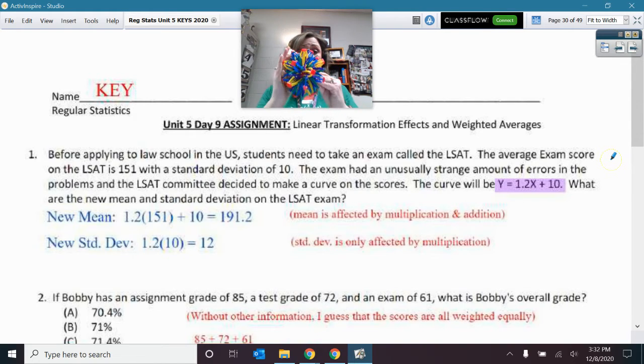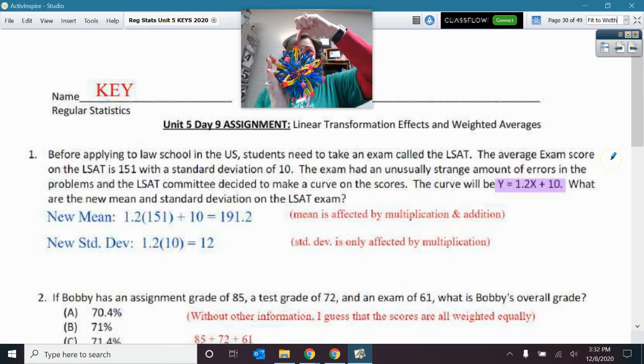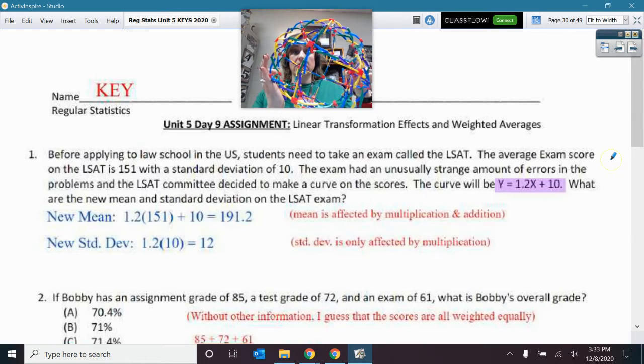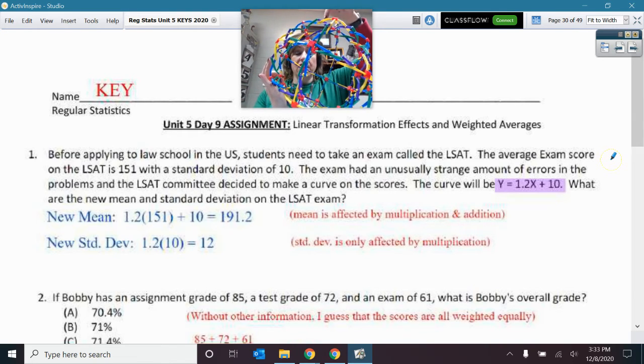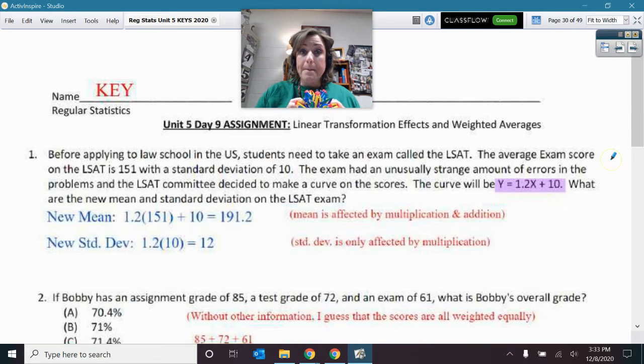So the center, you could see this right here. If we then multiplied it, then that center is moving from here out to this location. Okay, so the center is changing from here out to here. So center gets affected by multiplication and division as well as adding and subtracting.